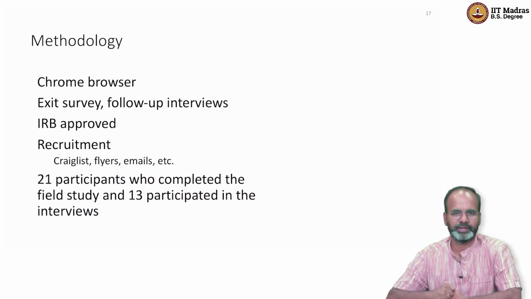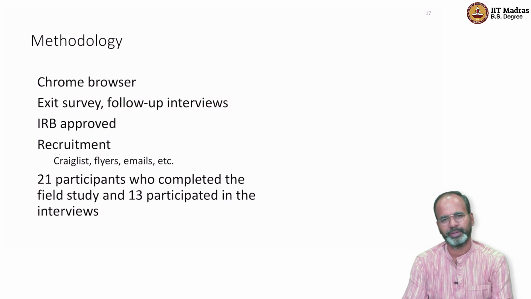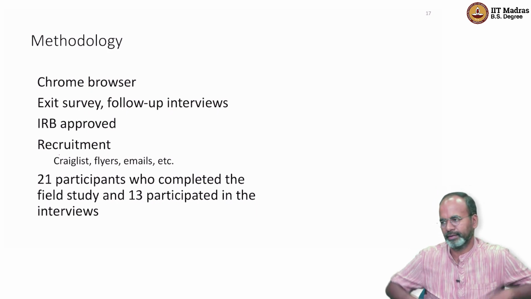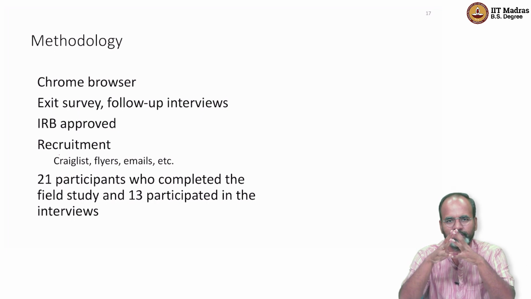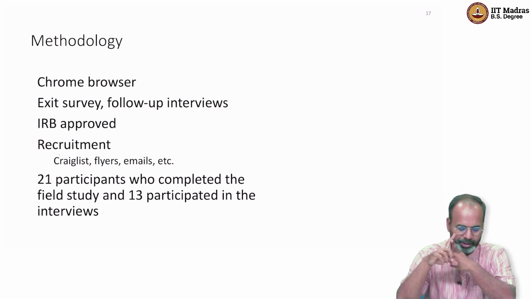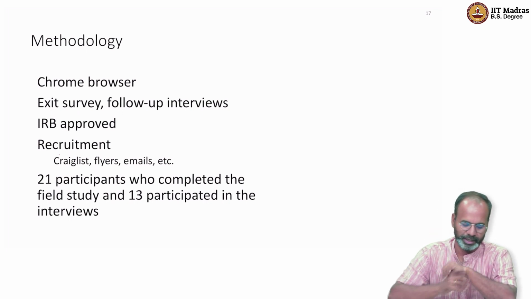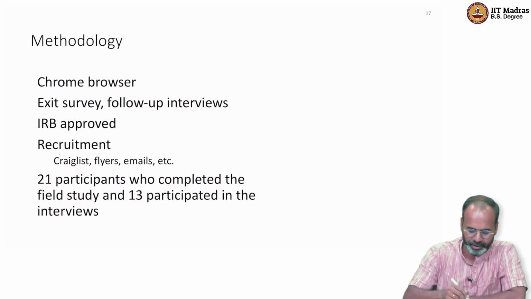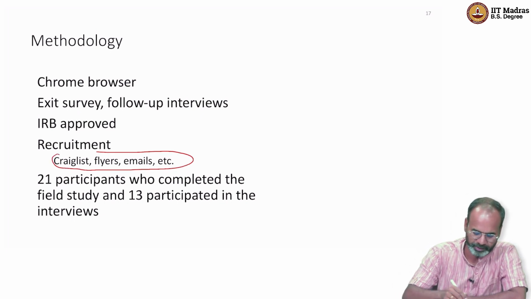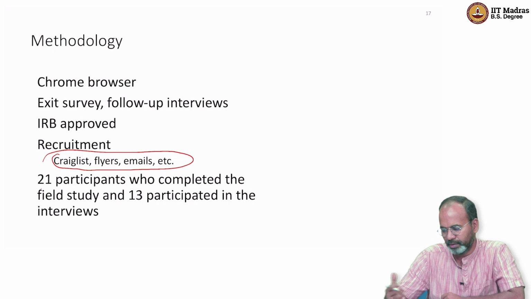So some researchers decided to study this problem of regrettable moments and help users make choices, provide them with these picture, timer, and sentiment nudges, and see whether users change their behavior because of that. They built a Chrome browser extension, they had an exit survey, they had follow-up interviews, the study was IRB approved, and participants were recruited using Craigslist, flyers, emails, and other methods.